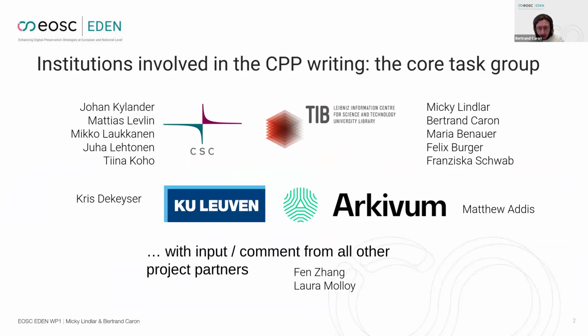So the core task group that provided these CPPs is a reduced group formed by organizations within Work Package 1 that had a lot of experience regarding digital preservation practices, mainly CSC, TIB, KU Leuven, and Archivum. You have the names of all persons, members of the project, who were involved in this work, with, of course, a lot of input and comments from all other project partners.